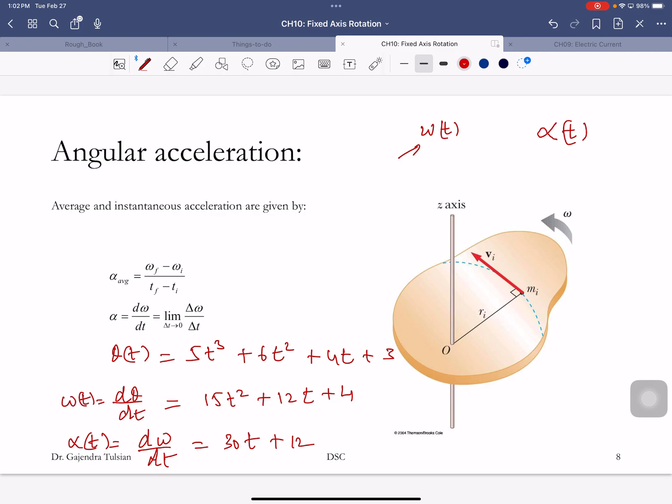Let's figure out the units. What are the units for this guy? Nothing. Radians. Radians, the artificial unit. What are the units for this guy? Radians per second. What are the units for this guy? Radians per second per second. Radians per second squared.